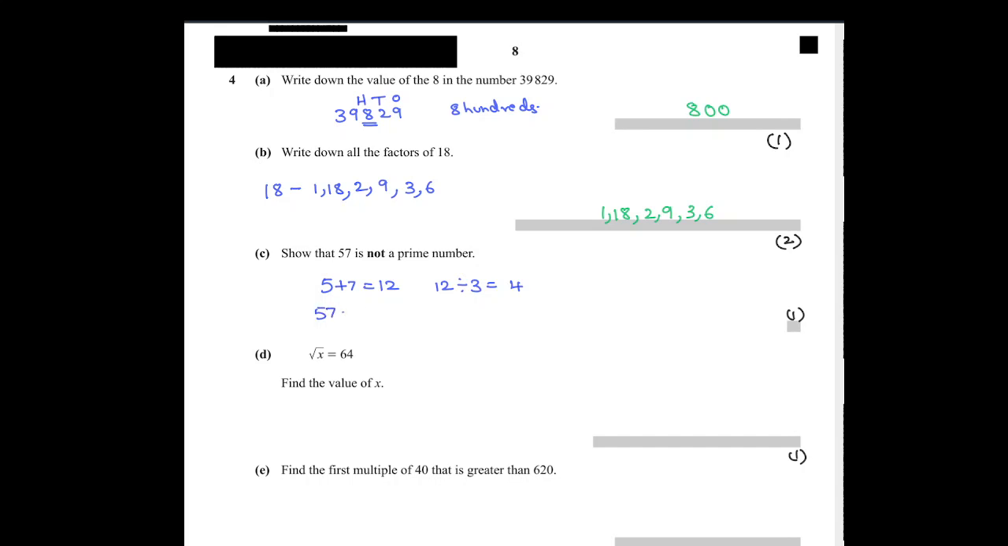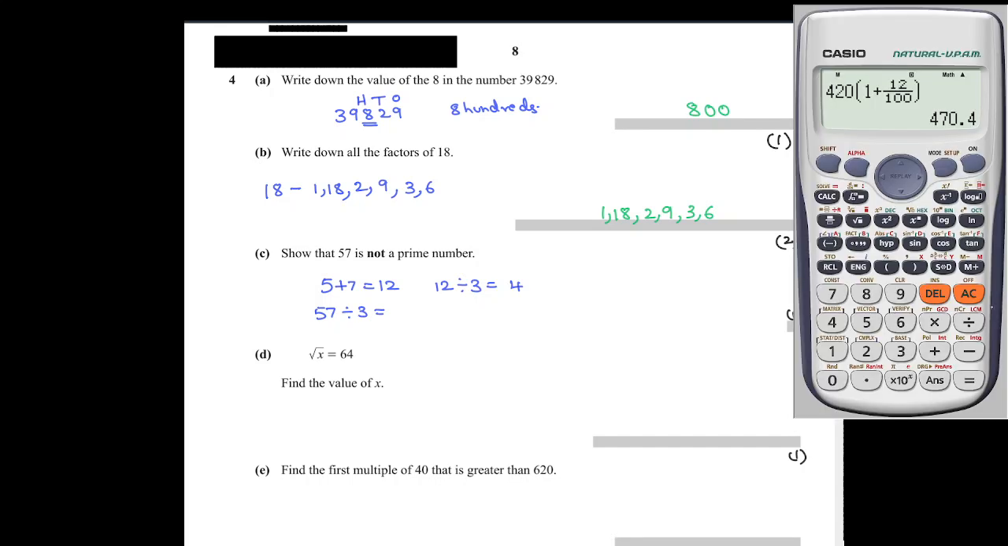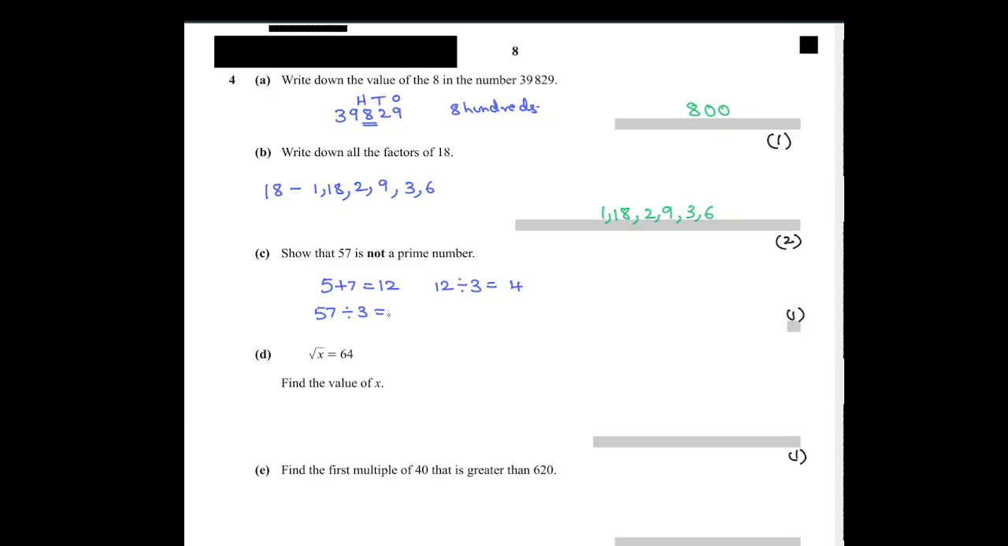So you can just write 57 divided by 3 is equal to, find out the answer. What is 57 divided by 3? 19. So 19 is the answer. Therefore this is not a prime number. Therefore 57 is not a prime number because it is having the factors 3 and 19.